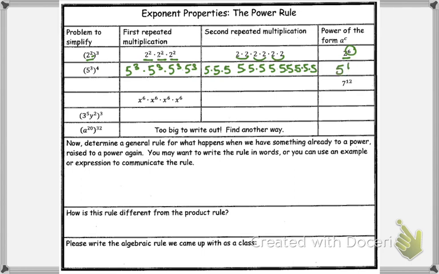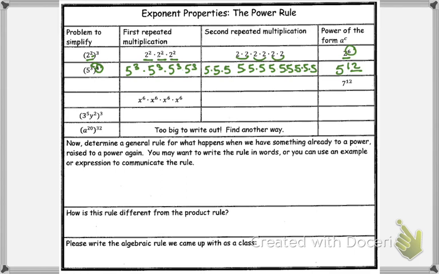So if you start noticing, what is actually happening here is we are taking the power that's out here of 4, and we're multiplying it by the power of 3. 3 times 4 got us 12. So we keep the base, and we multiply the exponents together, or the exponent by its power.